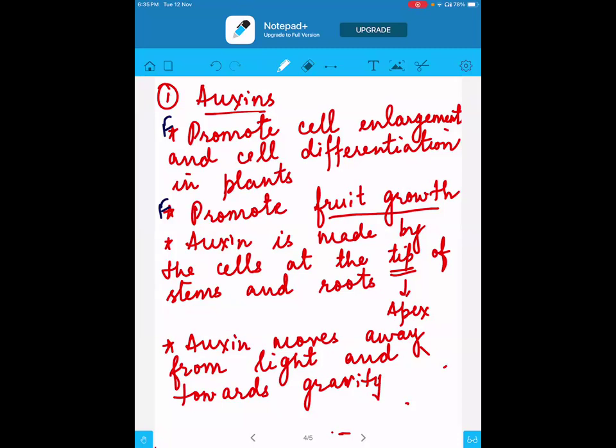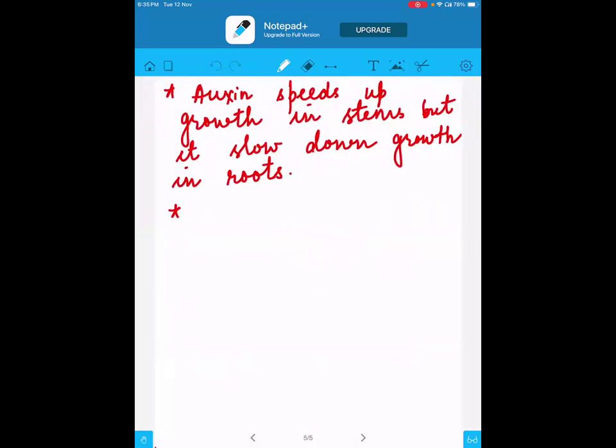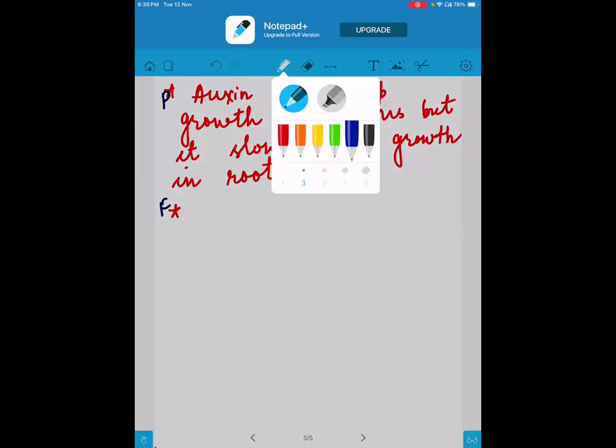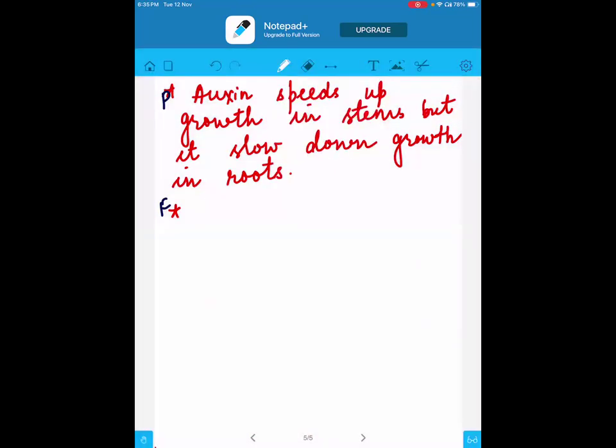Point. Okay? Auxin moves away from the light. Is it a point or a function? Point. Fine. Then auxin speeds up growth. It's also the point. Fine. So that is why you should be able to identify the difference between function and point. And mostly they're asking the functions. So don't write the points there. You should write the functions in the functions. And if they ask to write a paragraph, then you can write both.